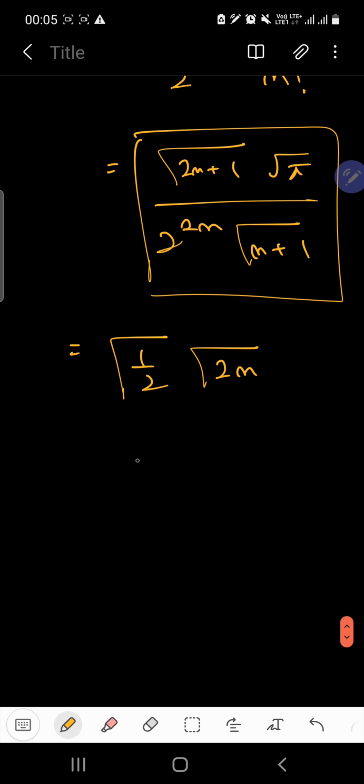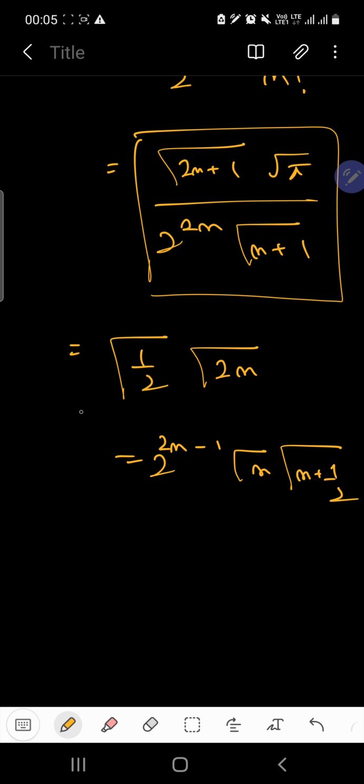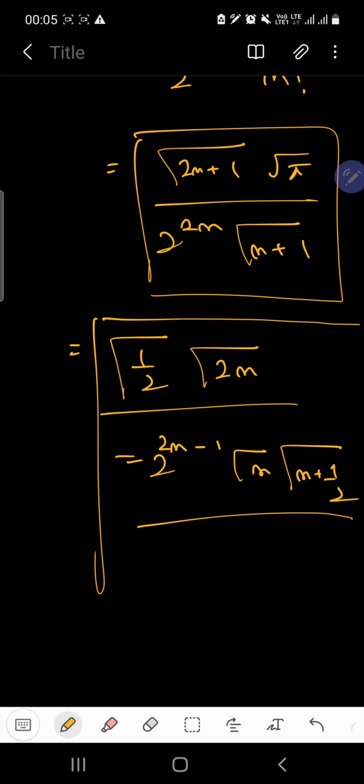Clear? And this basically equals 2 to the power 2n minus 1 times gamma n times gamma n plus half. This result is actually very much important in higher mathematics, as I was talking about. I guess it's pretty clear. I hope there is no problem regarding this particular thing. Should we take one more example and understand it further?